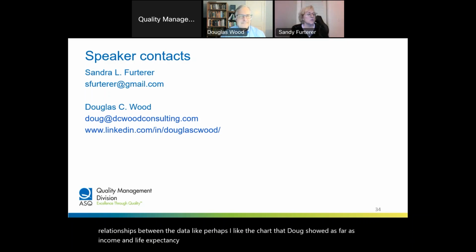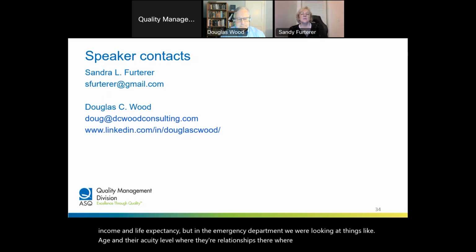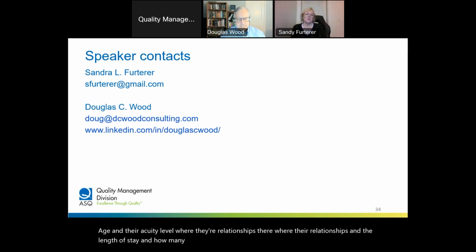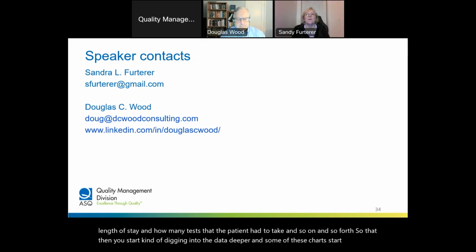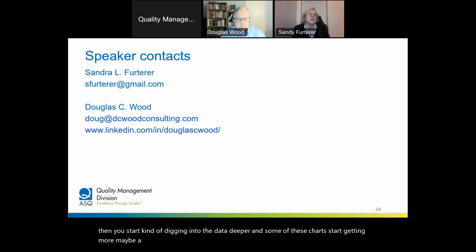But in the emergency department, we were looking at things like age and their acuity level. Were there relationships in the length of stay and how many tests the patient had to take, and so on and so forth? Then you start digging into the data deeper, and some of these charts start getting a little more complex, or plots, not too complex.